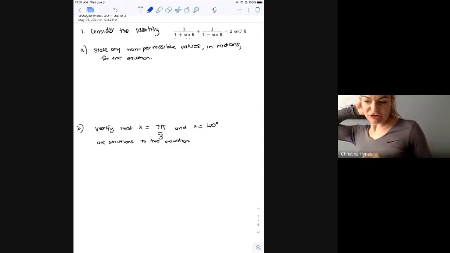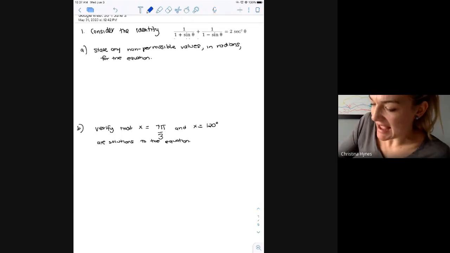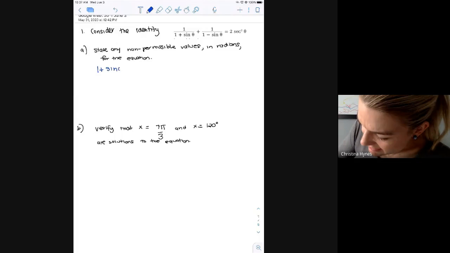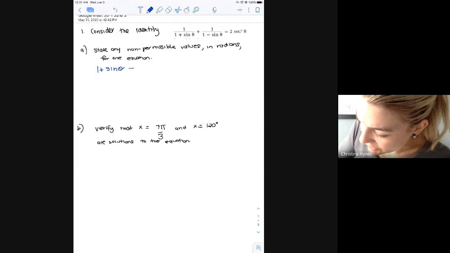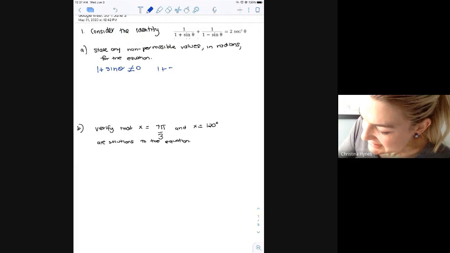Okay, so this one's similar to question one. It's just saying that they want you to find the non-permissible values. So what you need to look at is any denominators and anything that could create a denominator for question 1a. So in this case, we have 1 plus sine theta in the denominator. So we know that it's not allowed to be equal to 0. And then we have 1 plus sine theta, which also can equal 0.